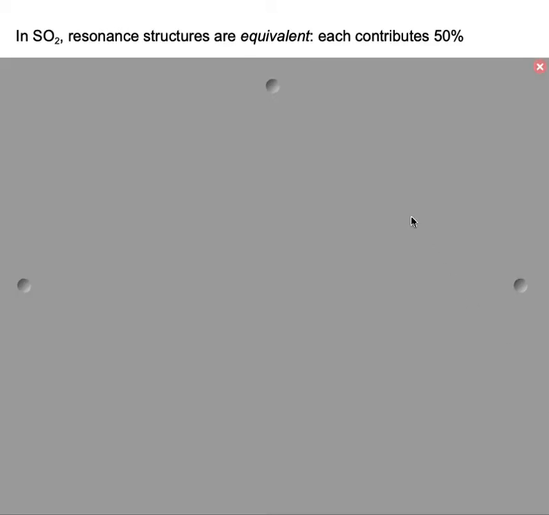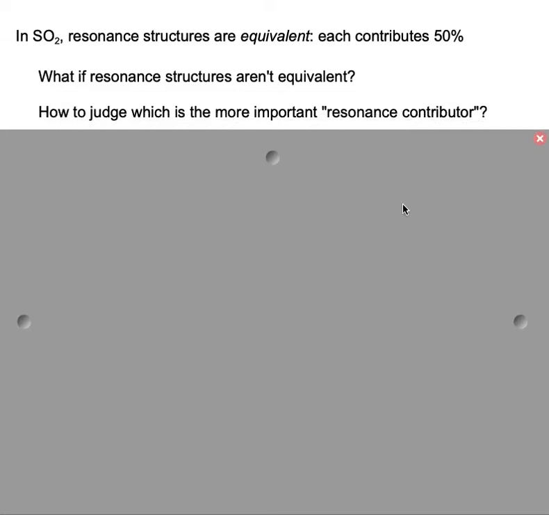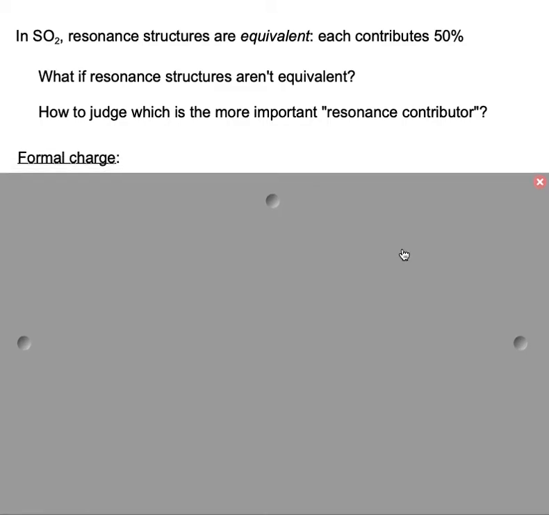Now, as I said, in sulfur dioxide, these are equivalent resonance structures. But what if the resonance structures aren't equivalent? What if you're looking at 2 or more resonance structures that have differing numbers of bonds? How are you going to judge which is the more important resonance contributor, as we say, or in the weighted average of the resonance structures to come up with the actual structure, which one contributes the most? Okay? To do that, scientists came up with the concept of formal charge.